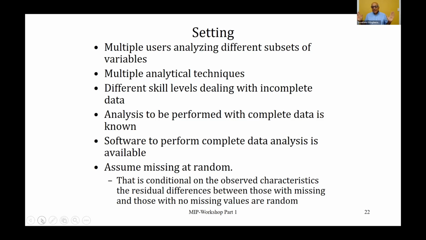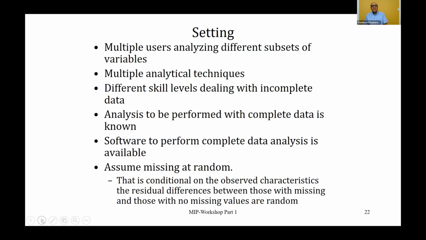And we're going to assume missing at random. So that is, conditional on observed characteristics, the residual difference between those with missing and those with no missing values is random. That is, within the block created by the observed characteristics, the differences between the respondents and non-respondents on the variable is random.